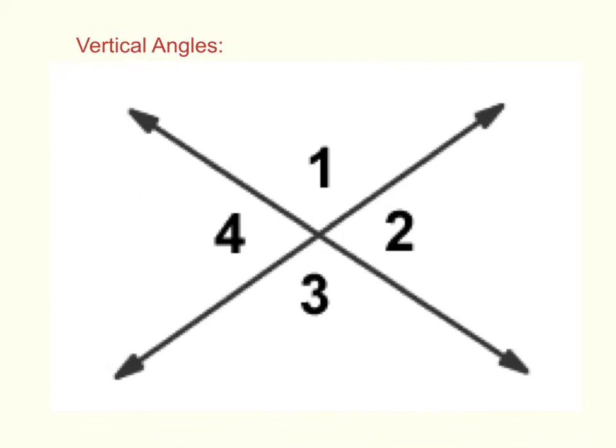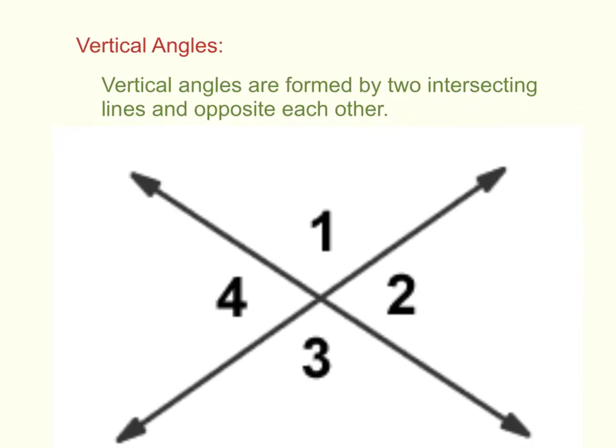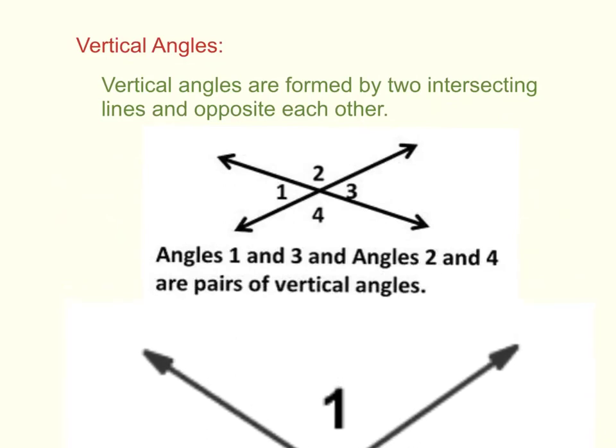Now I'd like to talk about vertical angles. Vertical angles are formed by 2 intersecting lines and are opposite of each other. Looking below at the example, angles 1 and 3 are a pair of vertical angles, and angles 2 and 4 are a pair of vertical angles. Please take a moment to pause this video, record the definition of vertical angles in your notes, as well as the example of vertical angles below.